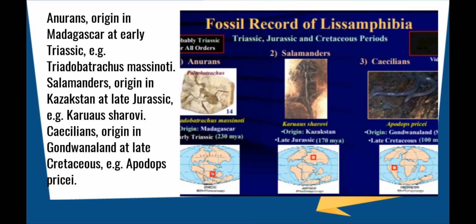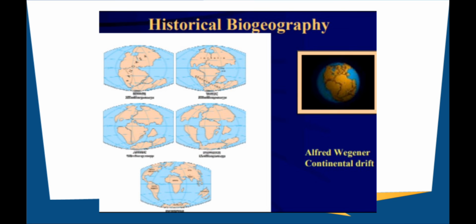The anurans originated in Madagascar in the early Triassic period, for example Triadobatrachus massinoti, and the salamanders originated in Kazakhstan in the late Jurassic period, for example Karaurus sharovi, while the caecilians originated in Gondwanaland in the late Cretaceous period, for example Apodops pricei. These are the historical biogeography of class Amphibia.